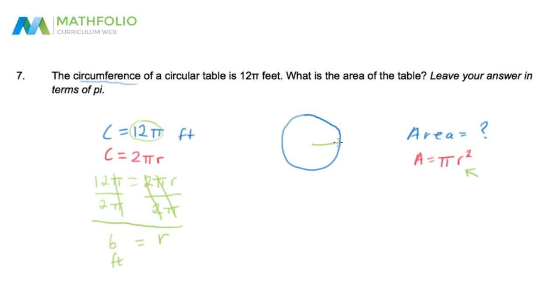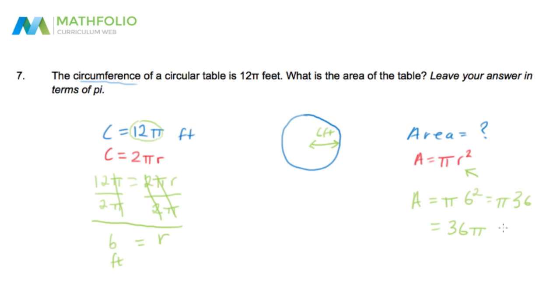So once we know that the radius here is 6 feet, we can plug this into our area formula. So A equals pi times r, which is 6, squared. This equals pi times 36. And because in math and algebra we always put the number first, the coefficient first, that's the same as 36 pi.